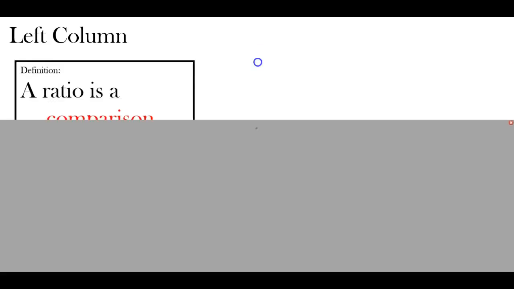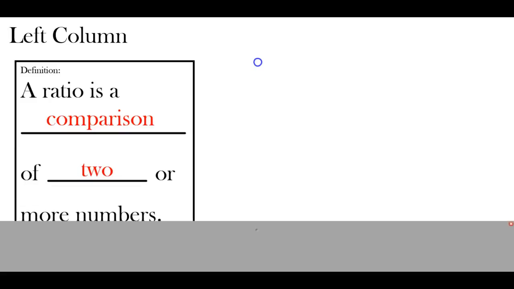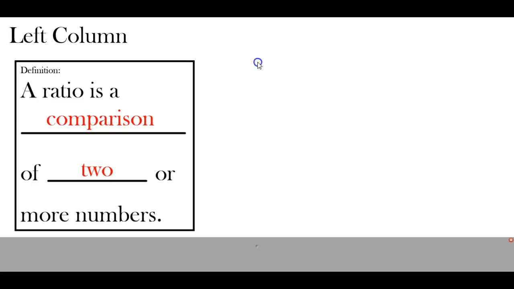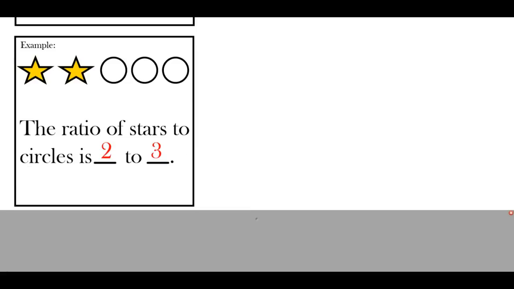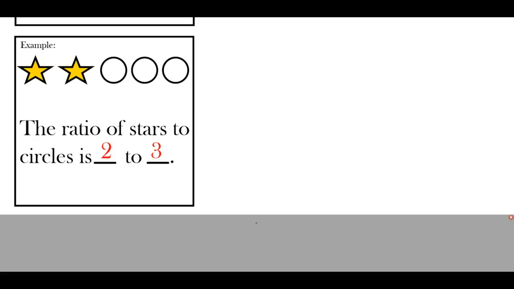So we're going to first define what a ratio is. A ratio is a comparison of 2 or more numbers. We can set up ratios, in this case, of circles to stars, so you can ratio anything pretty much, but you have to keep it in relationship to what goes first, what goes second. So in this case, our stars go first, circles go second, so we have 2 stars to 3 circles.